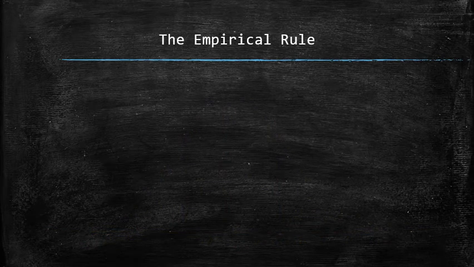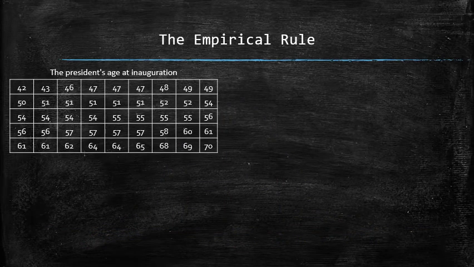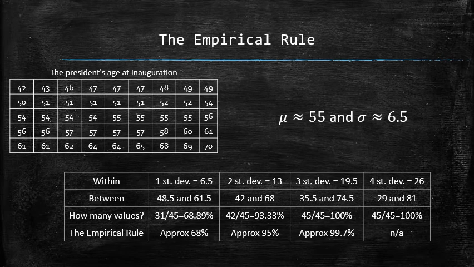In the president's age at inauguration dataset, the mean is approximately 55 and the standard deviation is approximately 6.5. We can compute how much of the data exactly are within 1, 2, and 3 standard deviations from the mean and validate the empirical rule. Remember, the empirical rule only applies when the data distribution can be assumed normal.